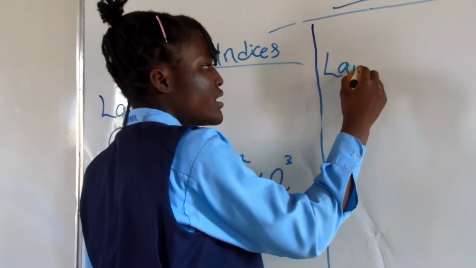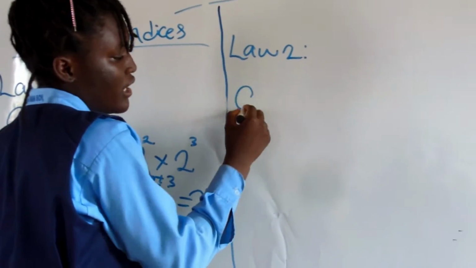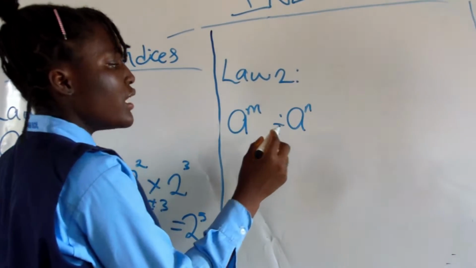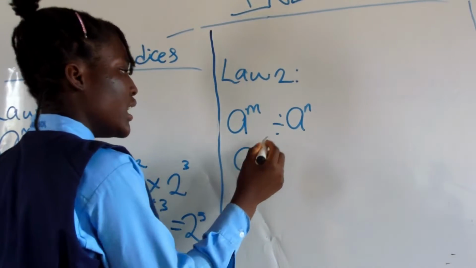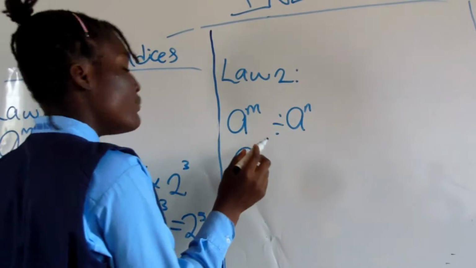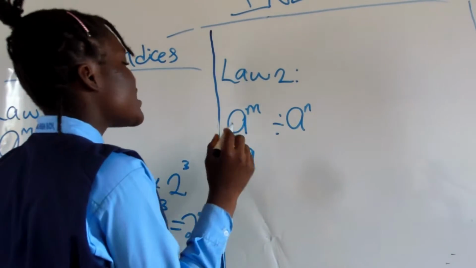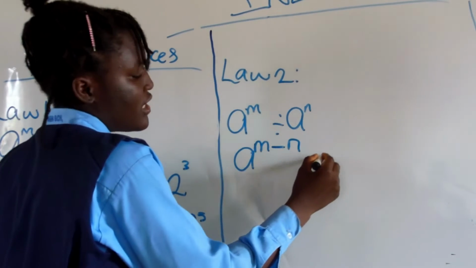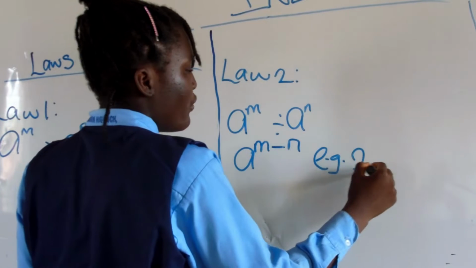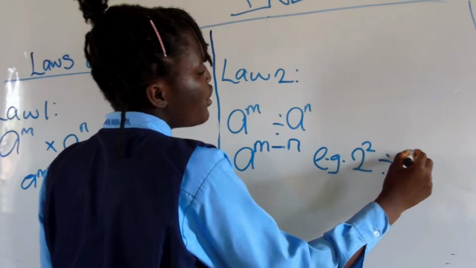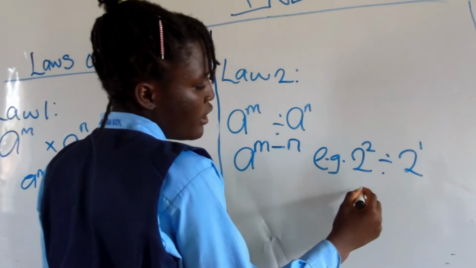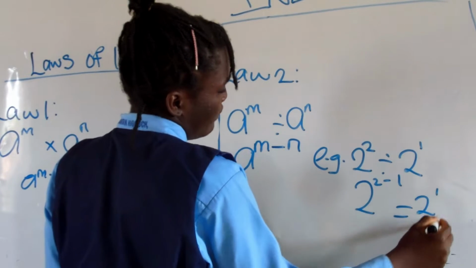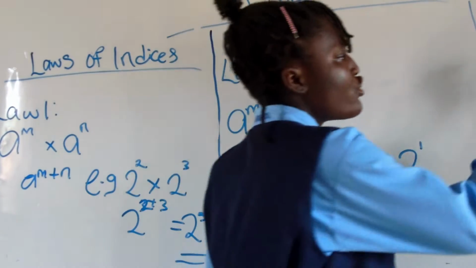Law 2, the divisive law. This law states that if a to the power of m is divided by a to the power of n, since the bases are the same, you pick one of them, a, and the division sign turns to a subtraction sign, which means a to the power of m minus n. For example, if you have 2 to the power of 2 divided by 2 to the power of 1, this simply means 2 to the power of 2 minus 1, which is equal to 2 to the power of 1.